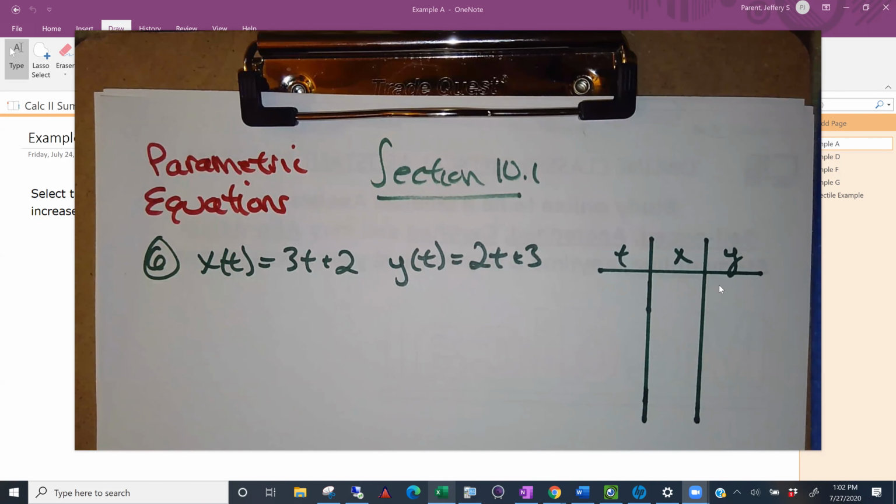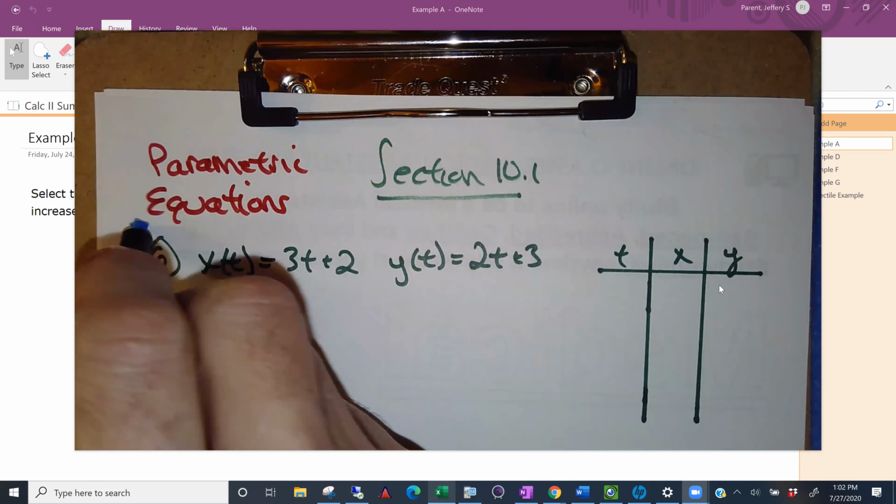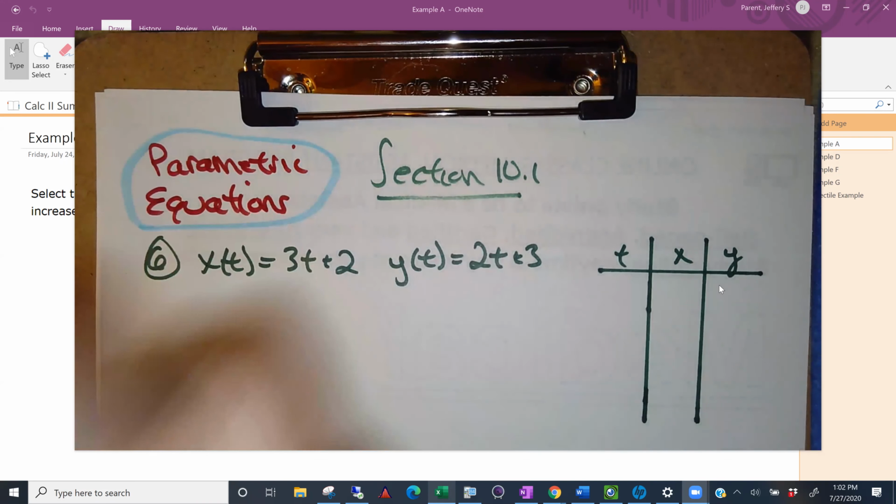So we're going to cover parametric equations. This is going to be an intro to parametric equations.